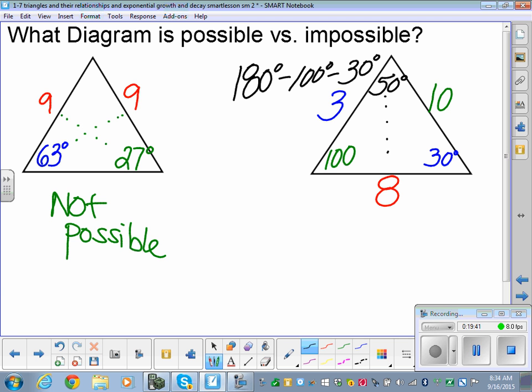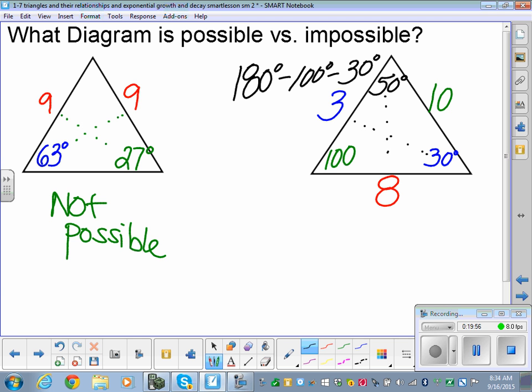Is that our middle size angle? Yes. Is that our middle side on our triangle? Yes. So does that make sense? It does make sense. The smallest angle matches up with the smallest side.